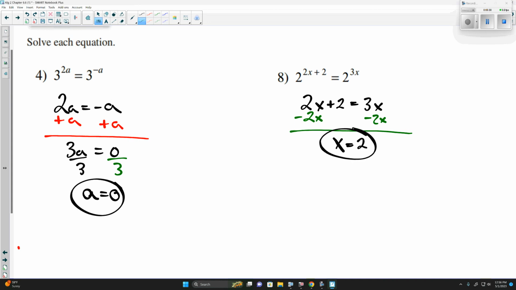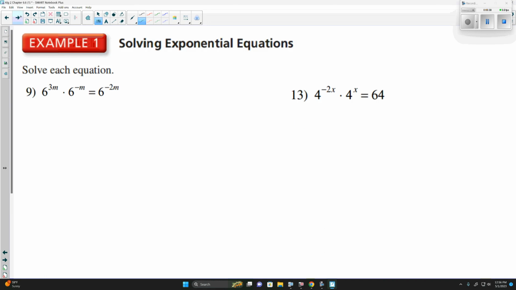So x is equal to 2. That's it. Questions on any of these here? Now let's look at the next one.